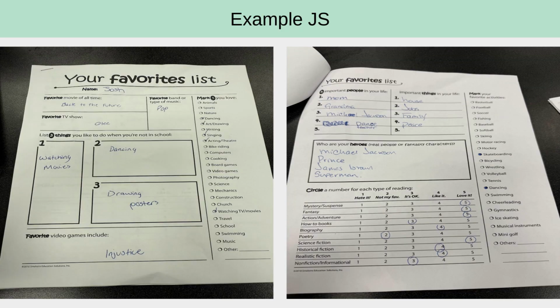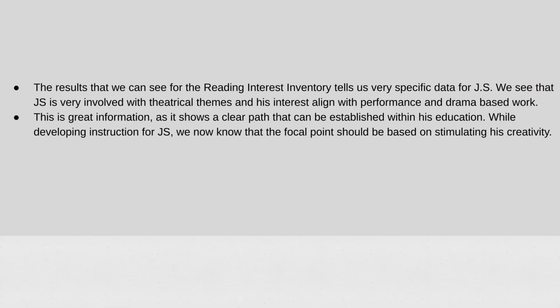An example of JS's reading inventory. You can take a look here. You can see that he has certain things that he does like to see, movies and TVs. His favorite movie is Back to the Future, and the favorite TV show is Glee. We also see that he's into music and dancing. So we see that JS is pretty creative as a person. We know that he's really, really creative.